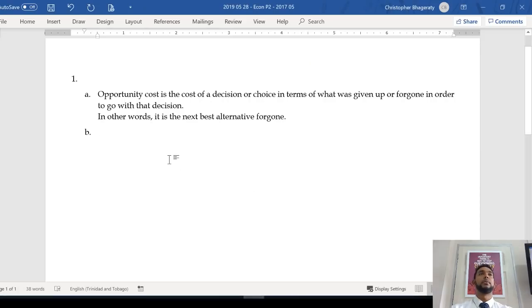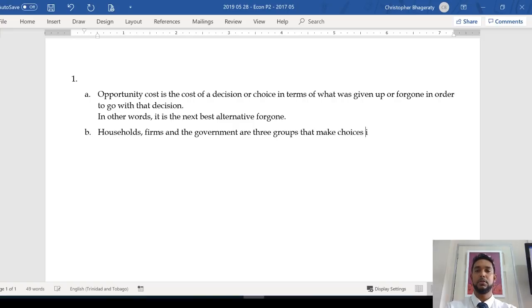All right, so let me hear you. What are some of the groups in an economy? Households, firms, and government, right? So let's just put that households, firms, and the government are 3 groups that make choices in an economy. I think that sounds good enough to me. Anybody want to add anything there? No? All right, cool.